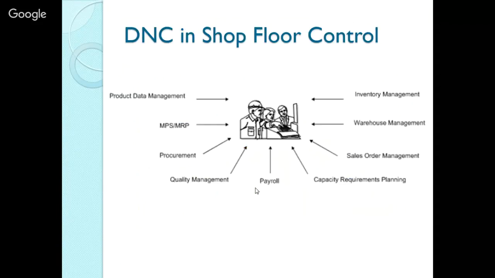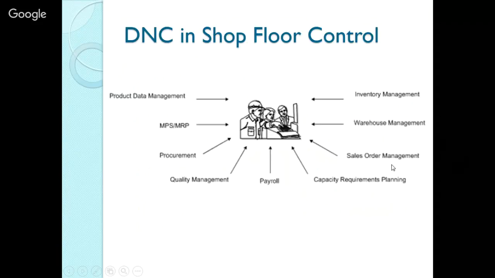So the direct numerical control also helped in the shop floor control. For example, in product data management, the master production scheduling called MPS, the material requirement planning, in procuring the raw material and tooling from outside sources, the quality management, that is quality control, in preparing the payroll of the employees, in capacity requirements planning, that based upon the orders already in the processing, does the company need more machines, does the company need to hire more people, or what kind of people are to be hired, more designers, more production engineers, more technicians, etc.